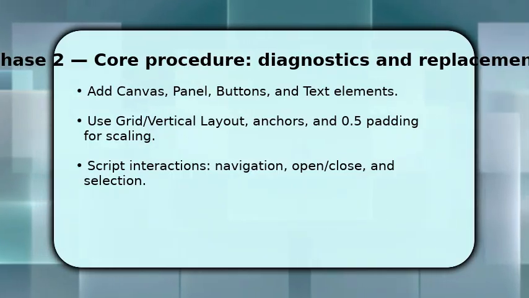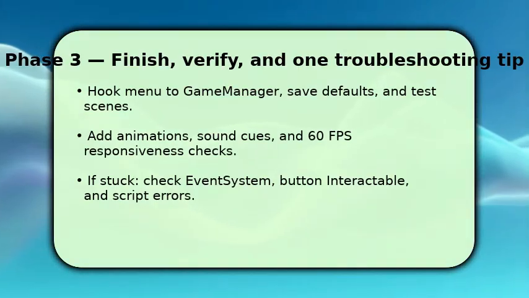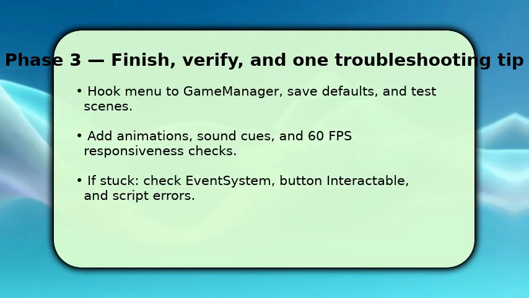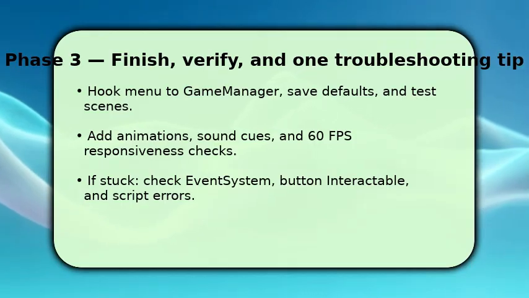Finish by integrating the Start menu with your game manager. Link scene transitions, save default selections, and test the menu at runtime. Add subtle animations and sound cues to improve feedback and verify responsiveness at 60 FPS. Make sure anchors keep layout stable.